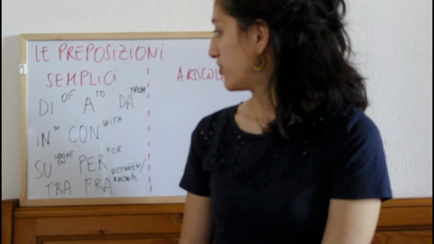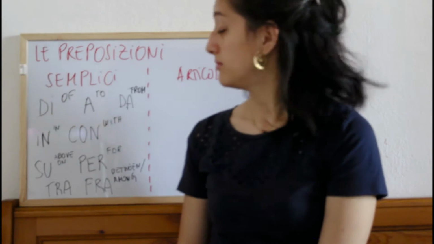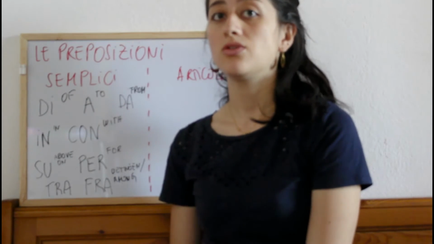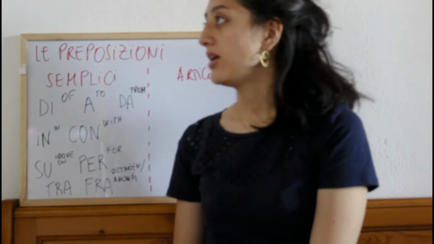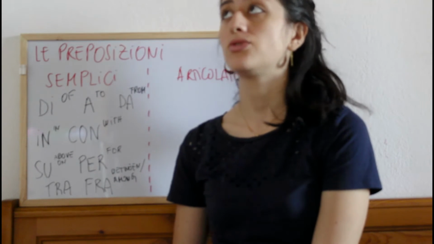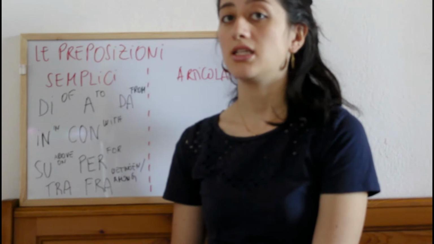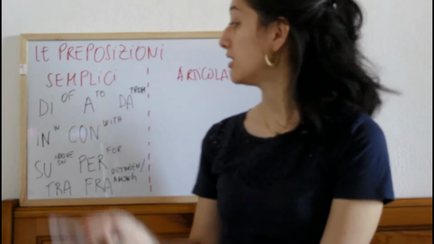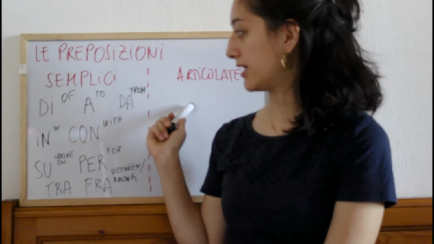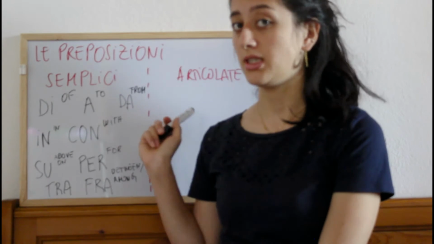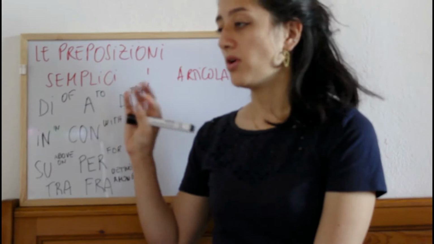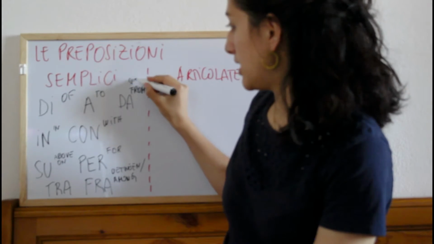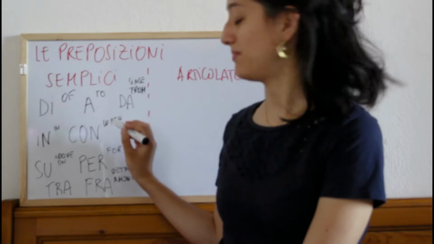The translation can change. For example, da, from. But we use da also with the meaning of since. Like if you say, I live here since 2015, you say in Italian, vivo qui dal 2015. Dal is a preposizione articolata. In a minute we are going to see it. In any case, the point here is that we use since in English, and in Italian it is da.